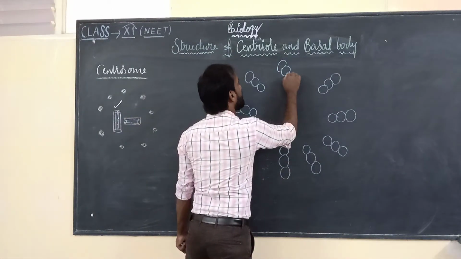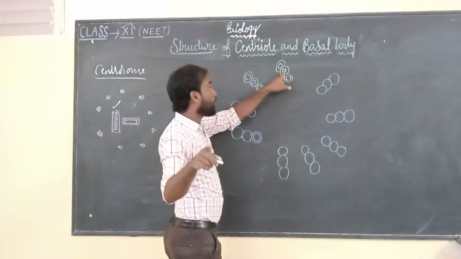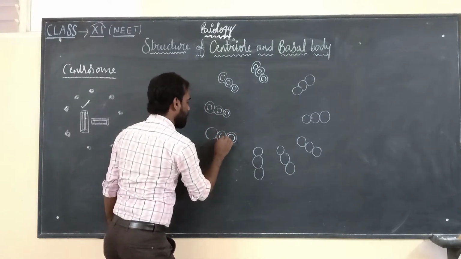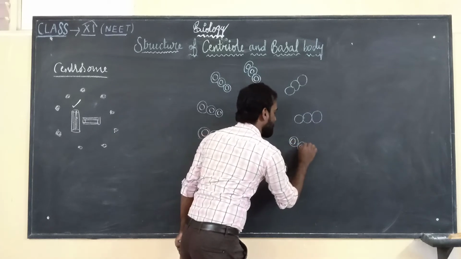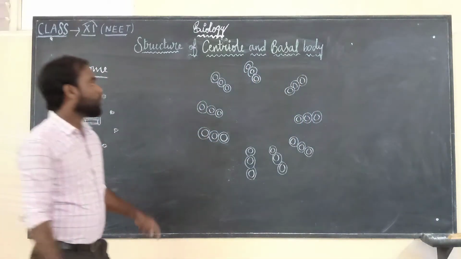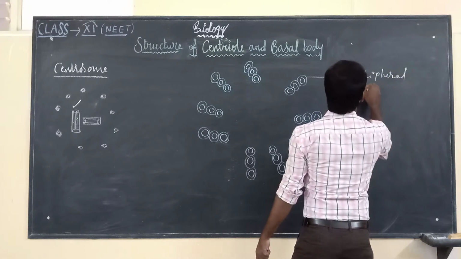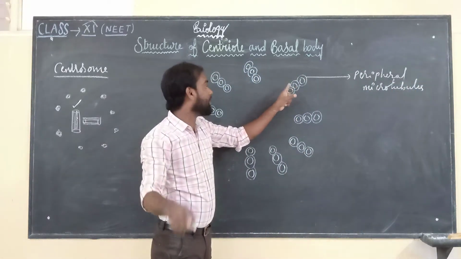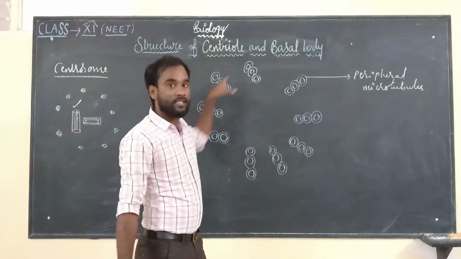See, microtubules are there, which are in the form of A, B, C. A has 13 protofilaments, B has 10 protofilaments, C has 10 protofilaments. Okay, so these are the nine peripheral microtubules, and each peripheral microtubule is a triplet. It has A, B, C. Okay, I told you how many tubulin proteins are there. It is 1, 2, 3. Totally 27 tubulin proteins.